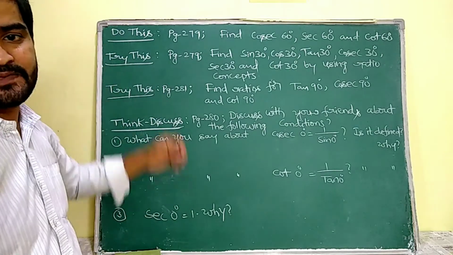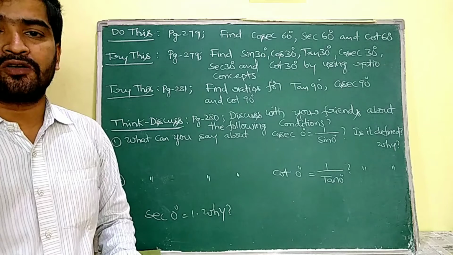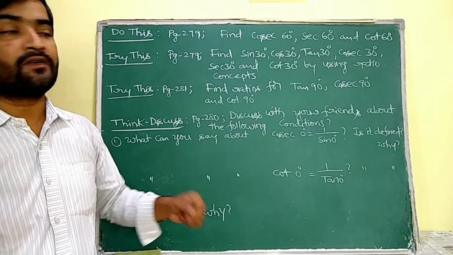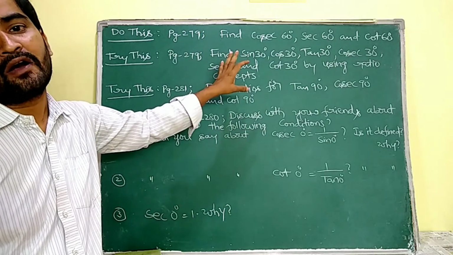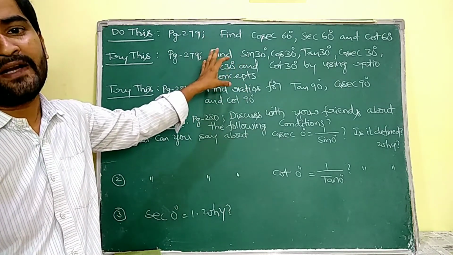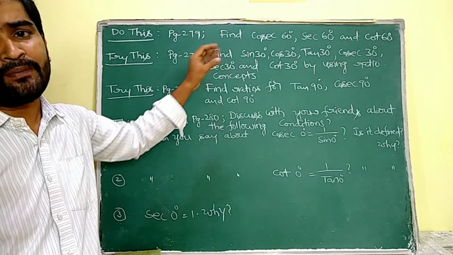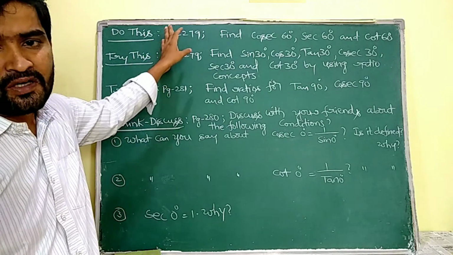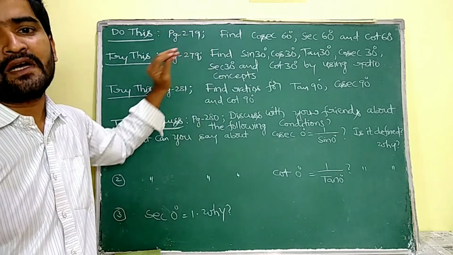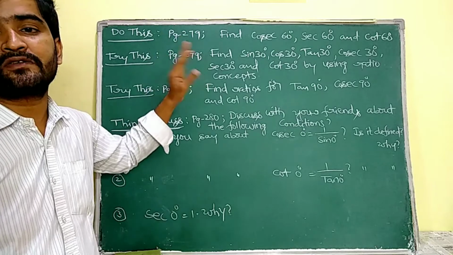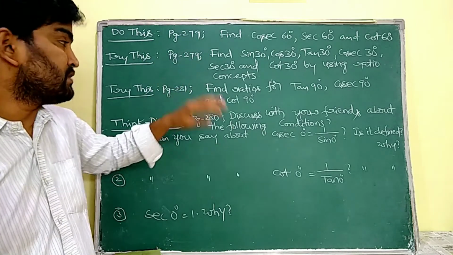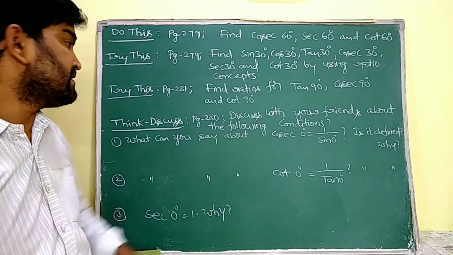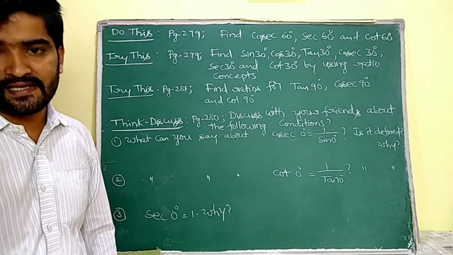All these three concepts we discussed in a video on trigonometric ratios of some specific angles. In that video we explained in detail how to find the trigonometric ratios for the specific angles. To know the answers, watch that video, the trigonometric ratios of some specific angles. Now, page number 280: discuss with your friends about the following conditions.